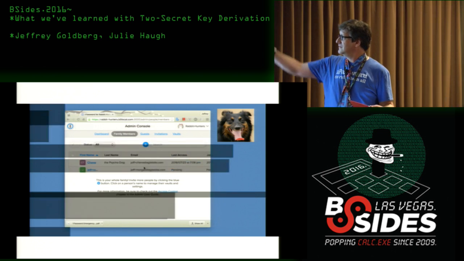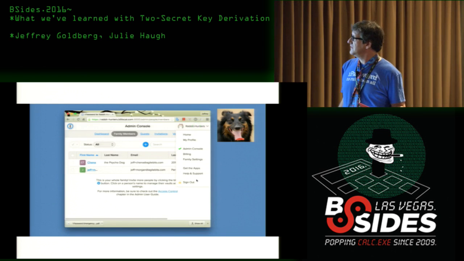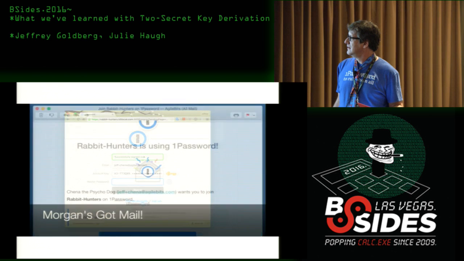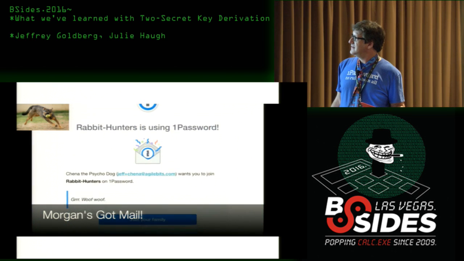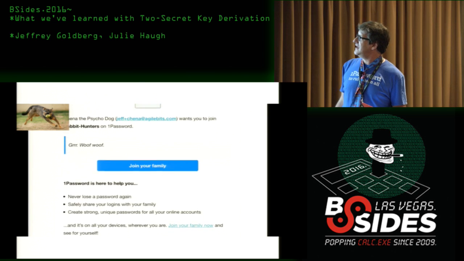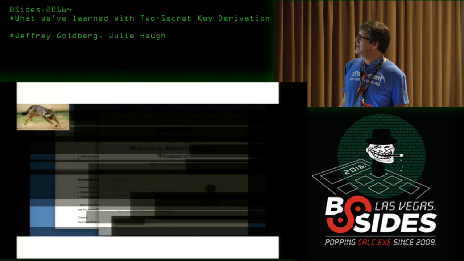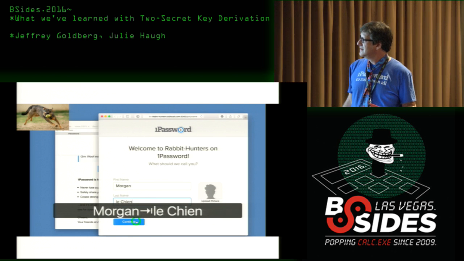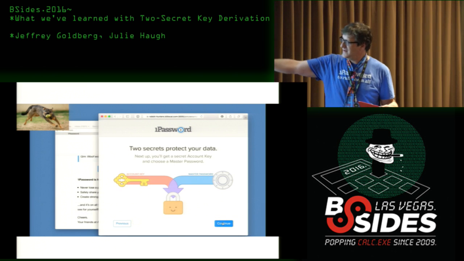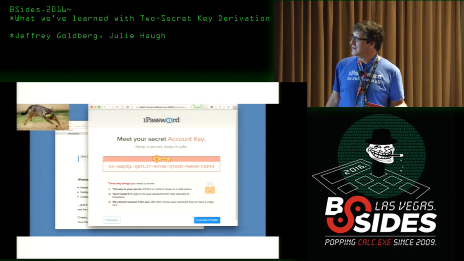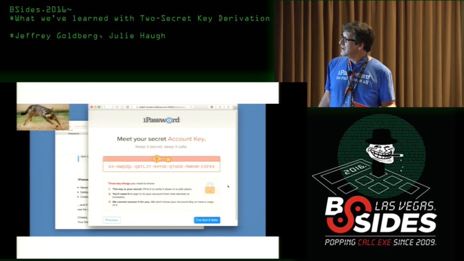And she gets a list of family members, including those pending invites. Morgan gets email. Rabbit Hunters is using 1Password. Chaina the Psycho Dog wants you to join Rabbit Hunters. She clicked the link. She's now given this sign-up stuff, introduced to the two keys.